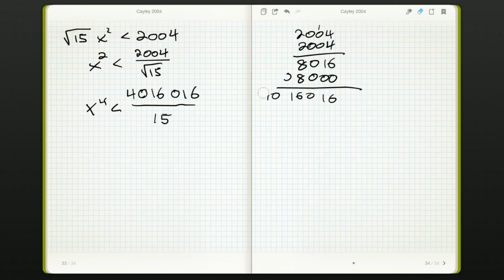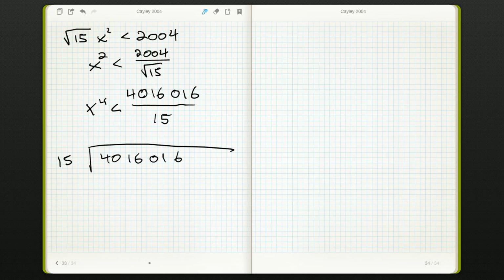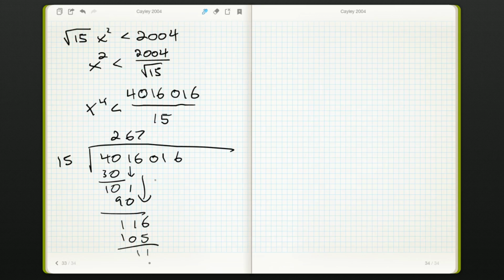So now I'm looking for the biggest power of 4 less than that. Well, actually, I can bring the 15 over once again. No, let's long division this. Let's long division this sucker. 15 into 4, 0, 1, 6, 0, 1, 6. Okay. 15 goes into 40 twice. Written down a 30. There's a 10. 90. So that's 6. And then we get 90 here. And that gives me 111. So that's 105. So that's a 7 here. Once again, another 105.